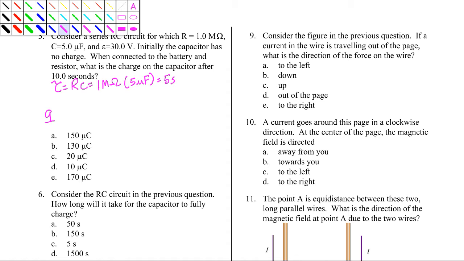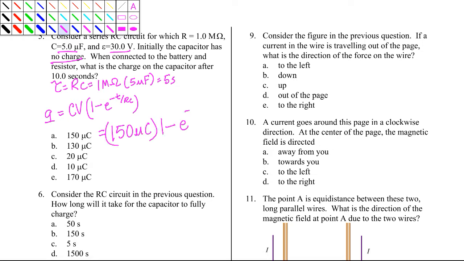And then if I want to know the charge, is it charging here? Yeah, it's charging because initially it has no charge. This is going to be equal to Q max, which is C times V, times 1 minus e to the minus t over RC. That's equal to C times V, 5 times 30, that's 150 microcoulombs, times 1 minus e to the minus 10 over RC, which is our 5 seconds. That's our time constant. If I do this, I get 150 times 1 minus e to the negative 2. That's 0.1353.